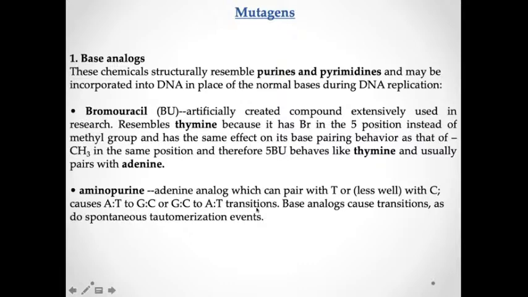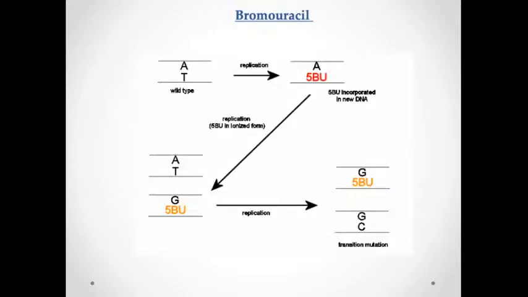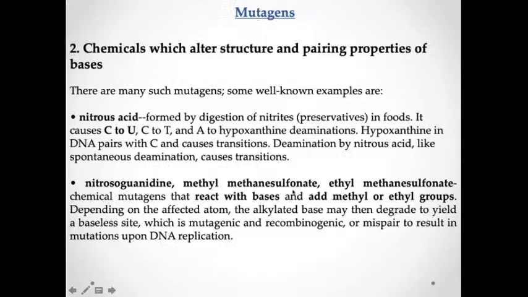Base analogs cause all transitions, as do spontaneous tautomerization events. Like A-T is wild type, then replication happens, and instead of T, 5-BU is incorporated into DNA. Then replication happens again and you have A-T and G. Instead of C we have 5-BU here also, and in the replications again you have G-5-BU, and transition mutations give you G-C also. So like this, 5-BU could be incorporated instead of another nitrogenous base.